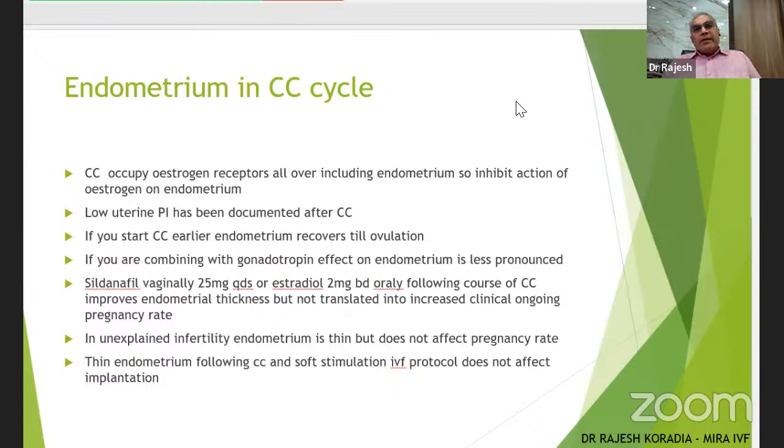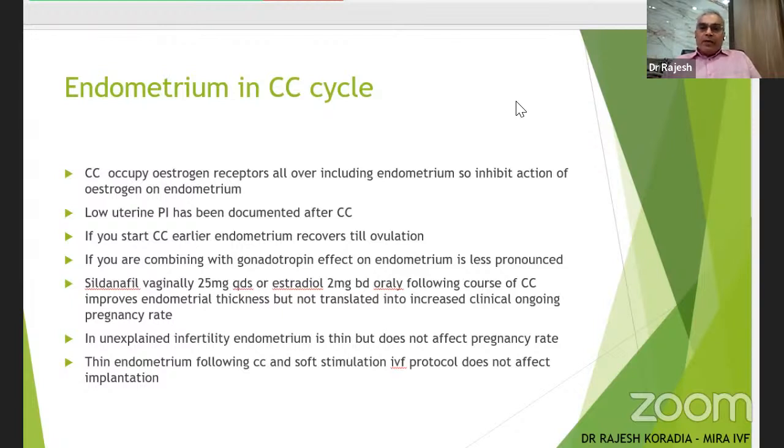What happens when we give clomiphene citrate to the endometrium? CC occupies estrogen receptors all over, including the endometrium, so it inhibits the action of estrogen on the endometrium. Low uterine PI has been documented after CC. If you start CC earlier, the endometrium recovers by ovulation. If you combine it with gonadotropin, the effect on the endometrium is less pronounced.